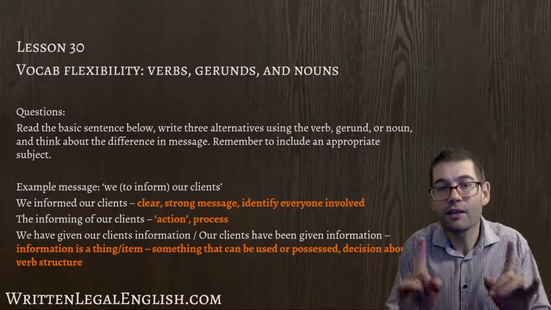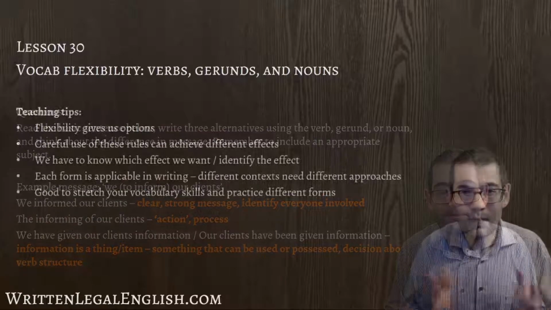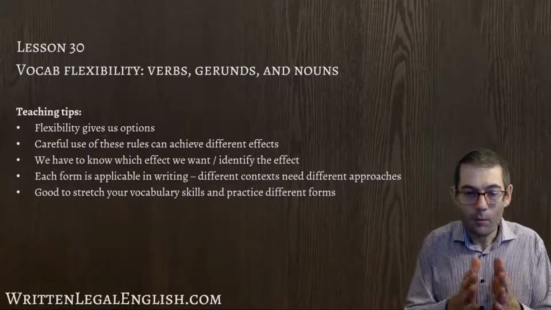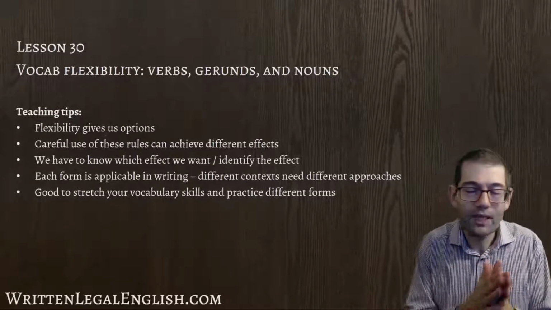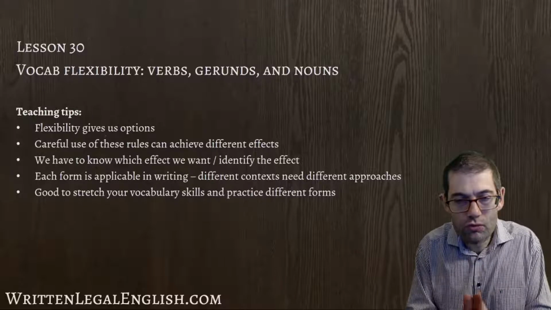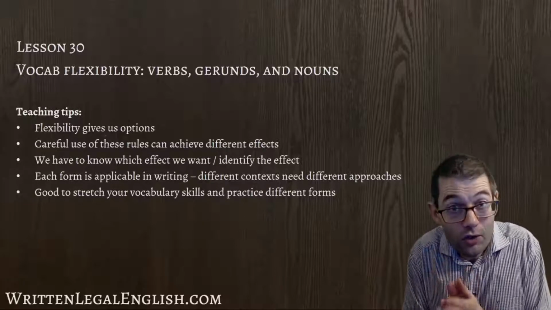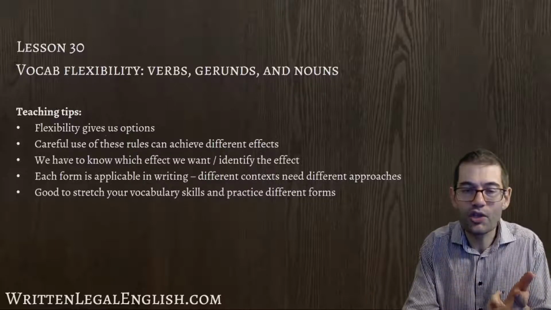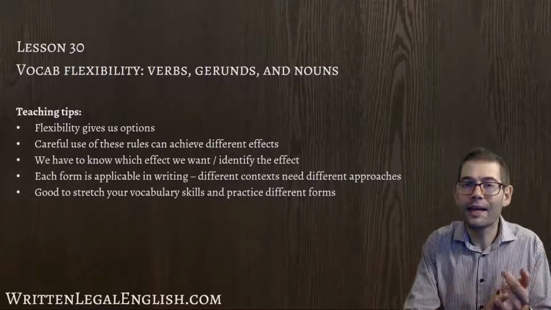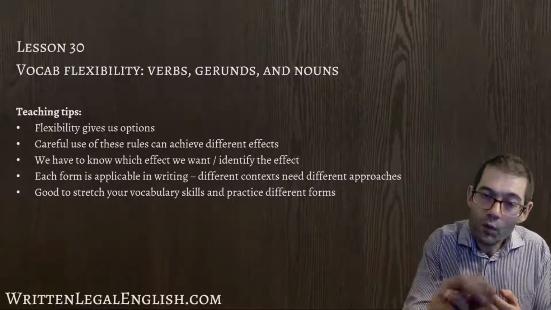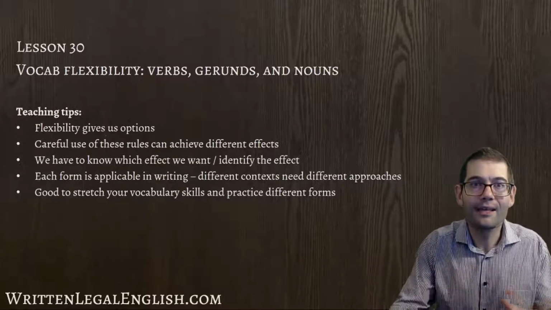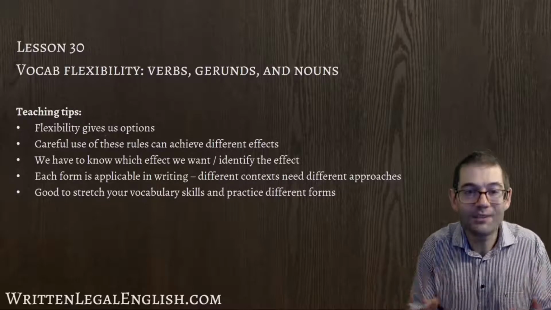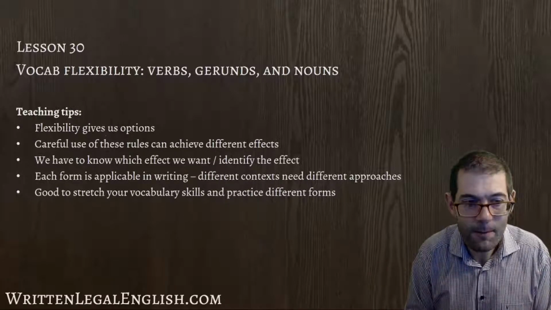So that's something that I just want you to bear in mind. So what are the teaching points? Flexibility gives us options. We communicate for a reason. We have to understand that reason to choose the vocabulary we need to use to communicate. A verb might be what we need. A gerund might be what we need. A noun might be what we need. And when we decide what we need, that then gives us our structures. That then gives us the paintings, the pictures that we want to paint.